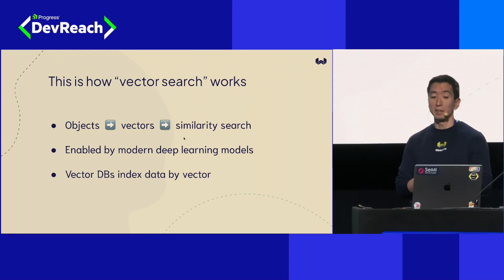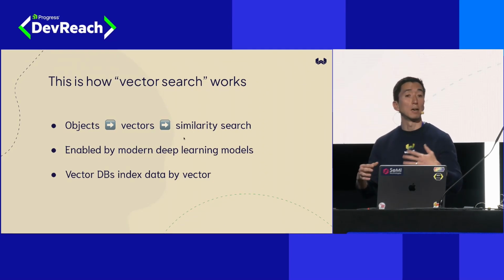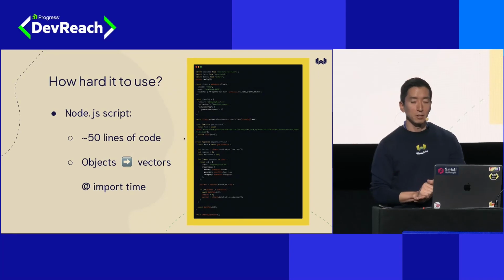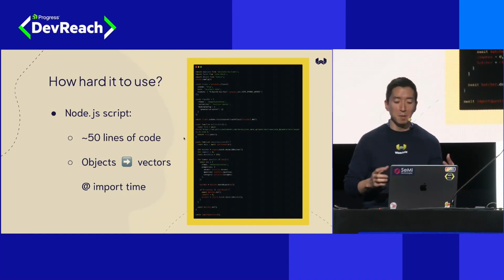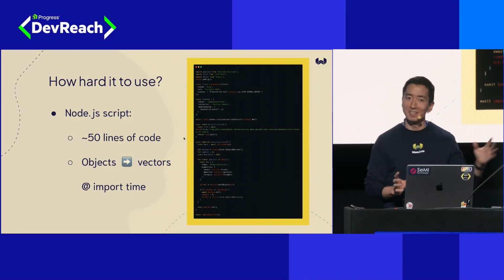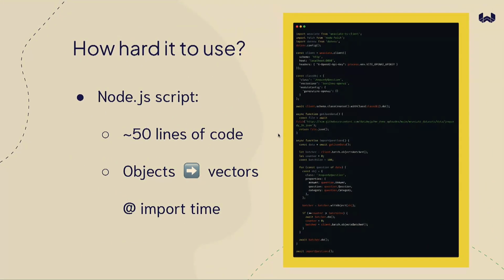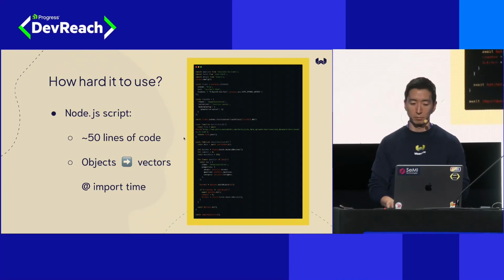So where do vector databases fit in this picture? Well, they are vector first. So they index data by vector to allow for fast retrieval of data as we go. And the question I get a lot is, hey, how hard is that to use? Especially if you're not a data scientist. So here's my Node.js script of basically the entire backend. Again, this is not designed for you to read. I'm sorry, the font is very small. But this is the entire script that I've used to ingest around 10,000 objects of data of the quiz items, which will turn the objects into vectors at import time and prepare a server that I can send requests to for those similarity searches.